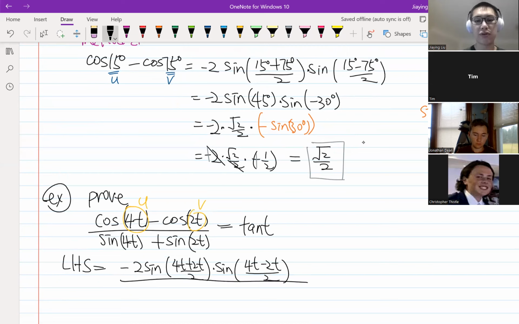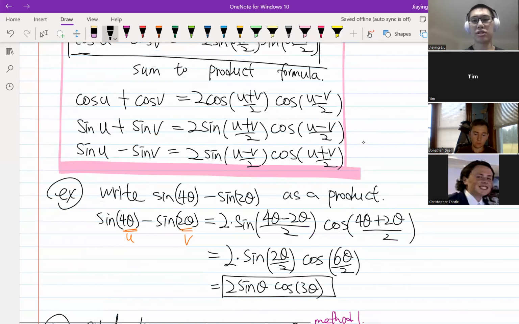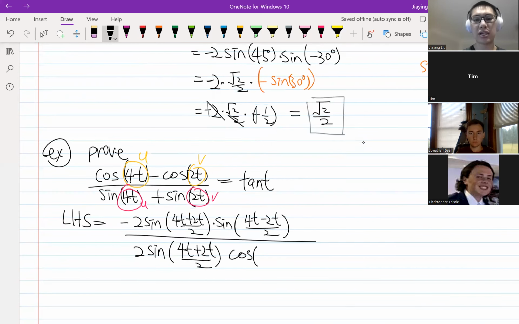And all over, for the denominator, we get sine plus sine. Again, I'm going to go back to the formula and use this one to rewrite it. So that's 2 sine of u plus v over 2. In this part, this is the u and that's the v. So we get 4t plus 2t over 2. And then we have cosine of the difference, so 4t minus 2t over 2. So that's the left-hand side, and then we can try to simplify this.